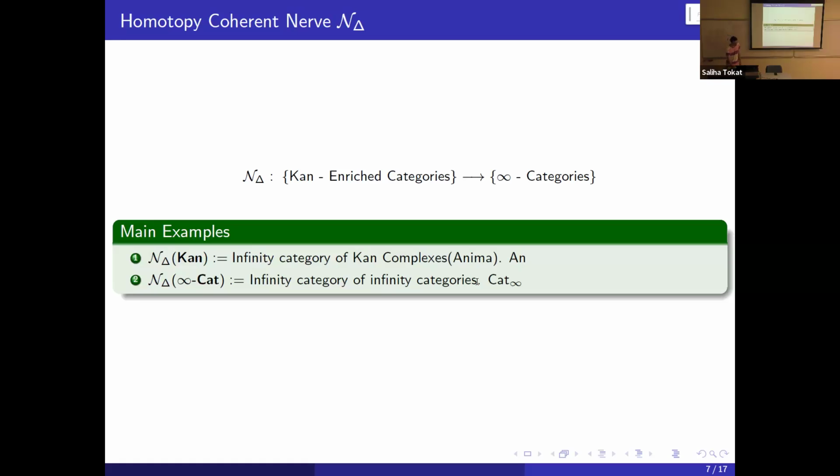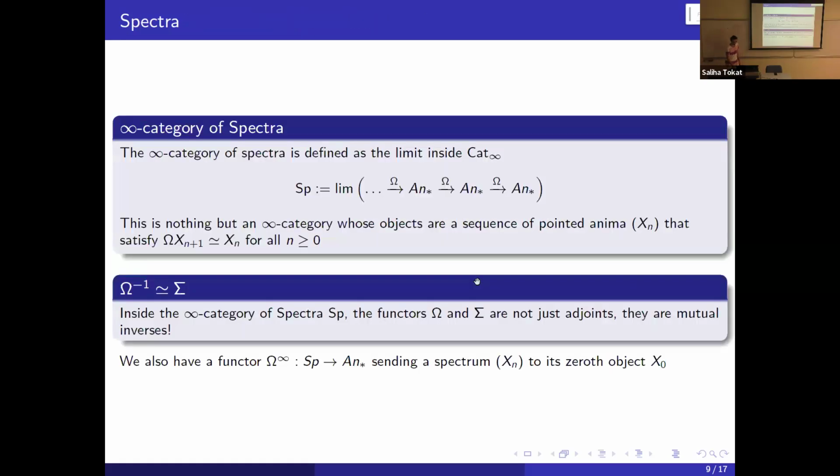And as we talked about, the infinity categories are enriched over just infinity categories. But if you take the largest Kan complex inside that Fun, which is an infinity category, and then apply the homotopy coherent nerve, you get the infinity category of infinity categories, which we will denote as Cat infinity.